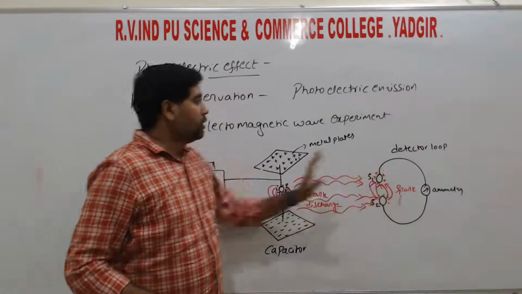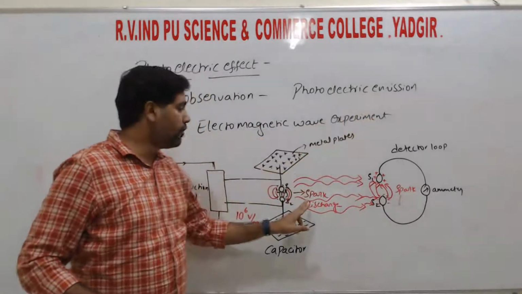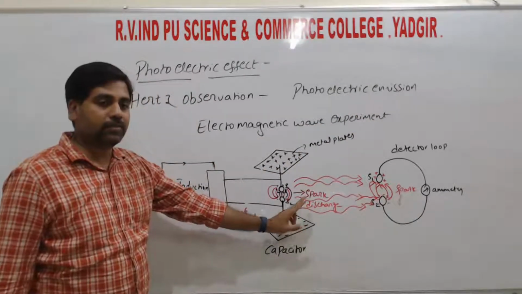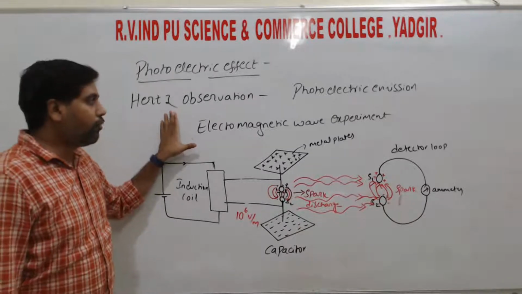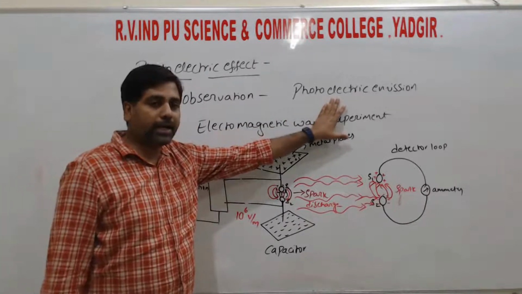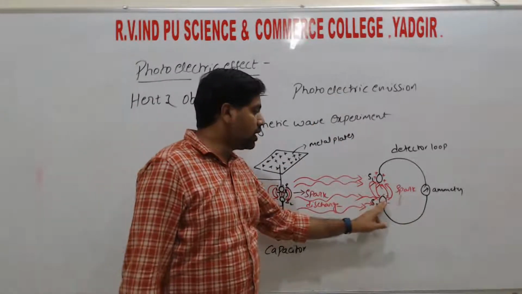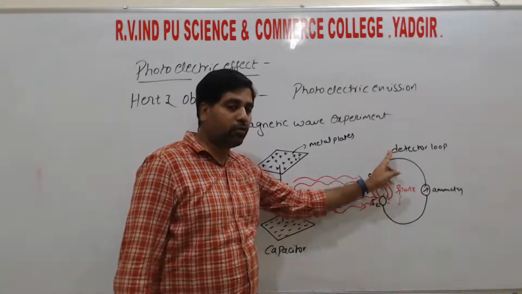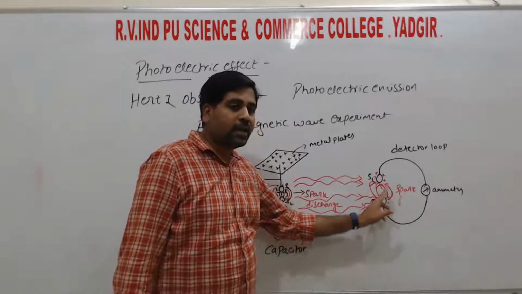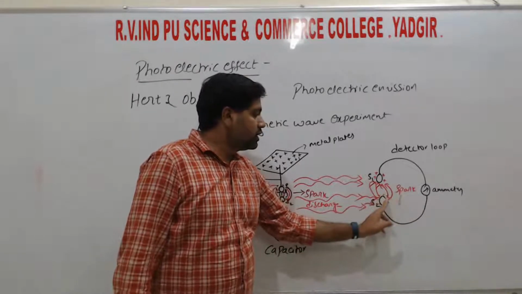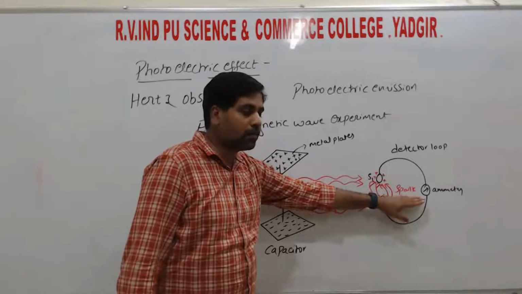So from this, Hertz studied the emission of photoelectrons by the spark discharge, right? So Heinrich Hertz was the first scientist to detect the photoelectric emission. When radiation from the spark discharge falls onto the metal surface in the detector loop, the electrons present in this metal surface gain energy, then they shift. Then we observe the spark, right?